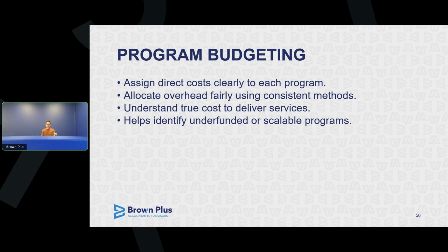Once you've allocated the shared costs, now you have the full cost of each program. Most nonprofits discover that a program they thought was fully funded may need support when you look at it in this manner. Or you might see a program that you thought was not as financially healthy, but is better than expected.